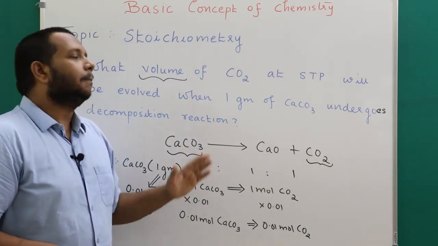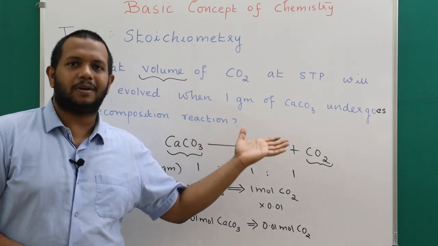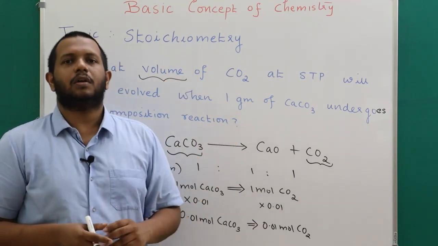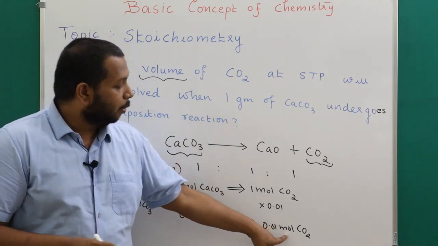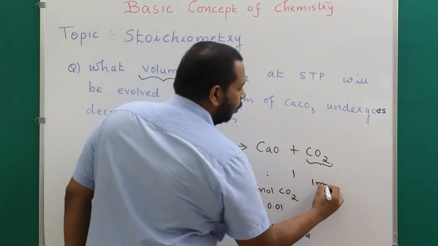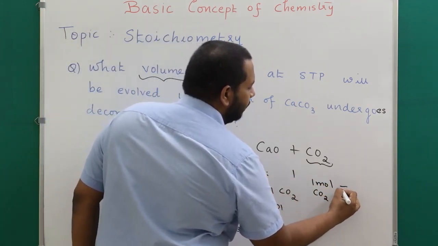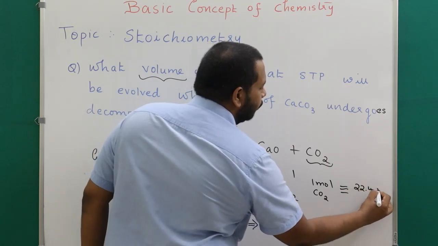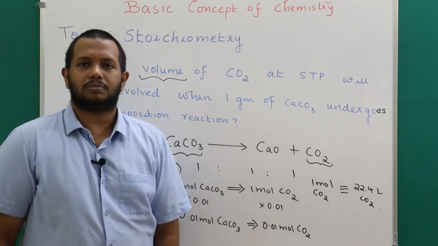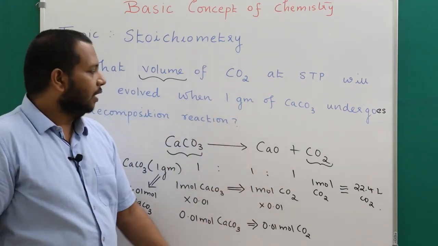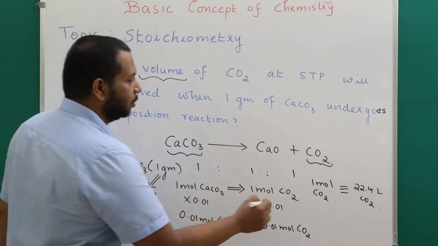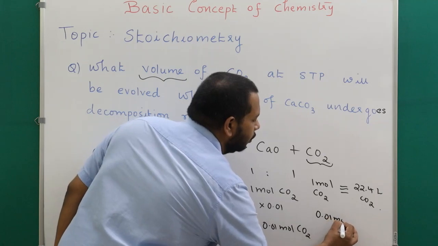Correct. But are they asking you the carbon dioxide in terms of mole? No. They are asking you in terms of volume. So what do you need to do? You need to convert this mole to volume. I know the relation that 1 mole of CO2 at STP is equivalent to 22.4 liter CO2. This is the fundamental relationship I know. Please refer to old lecture classes. Now, how much mole do you have? 0.01 mole.